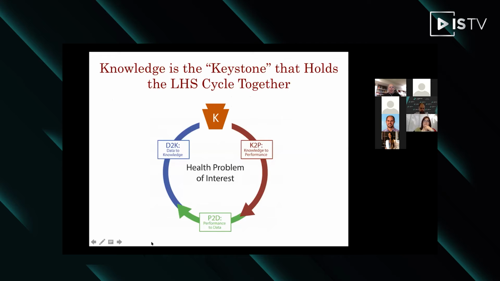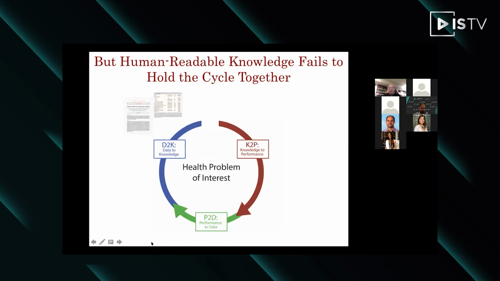So you can think about knowledge, which is the result of the data to knowledge process, as the keystone that holds this learning cycle together. It enables the bridging of that gap between data to knowledge and knowledge to practice. And just as a keystone supports an arch at the very top and holds that arch together, so does knowledge as the keystone of a learning cycle, which holds the cycle together and enables it to be continuous.